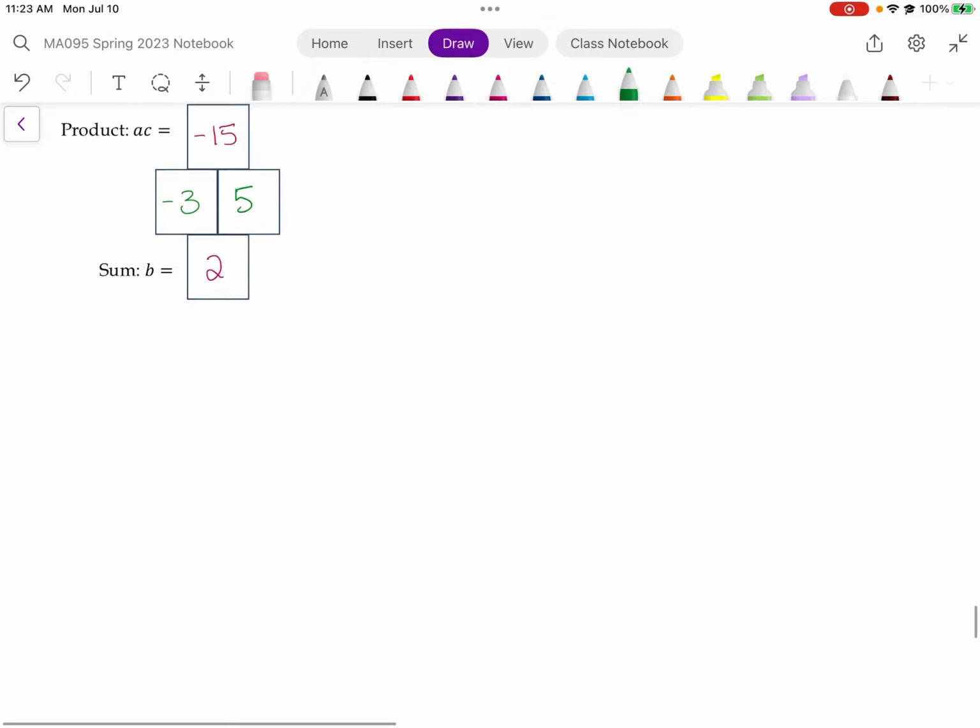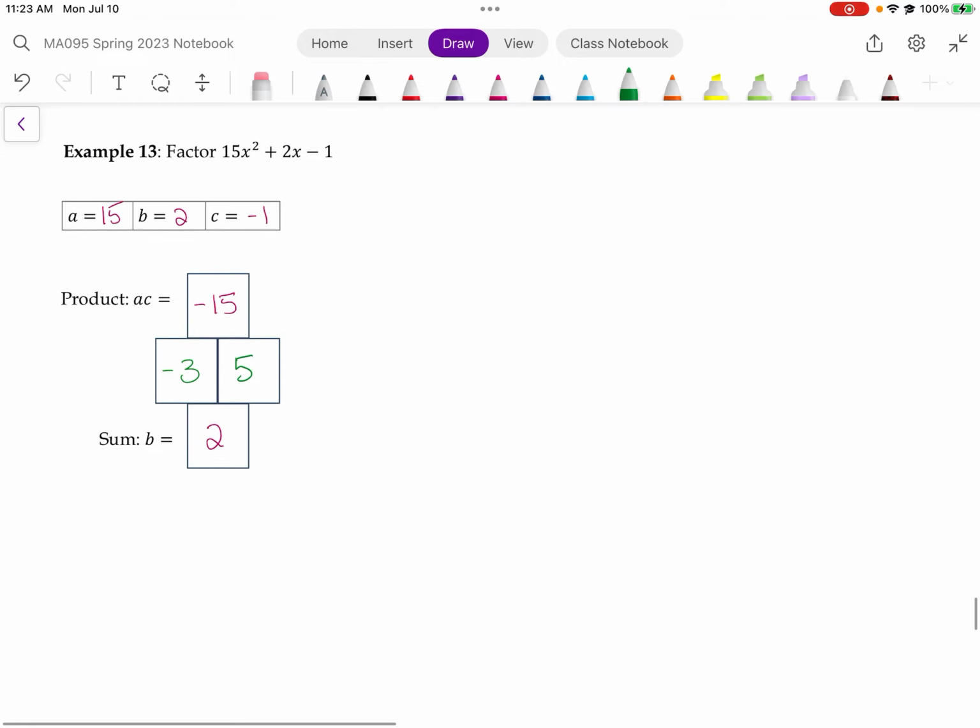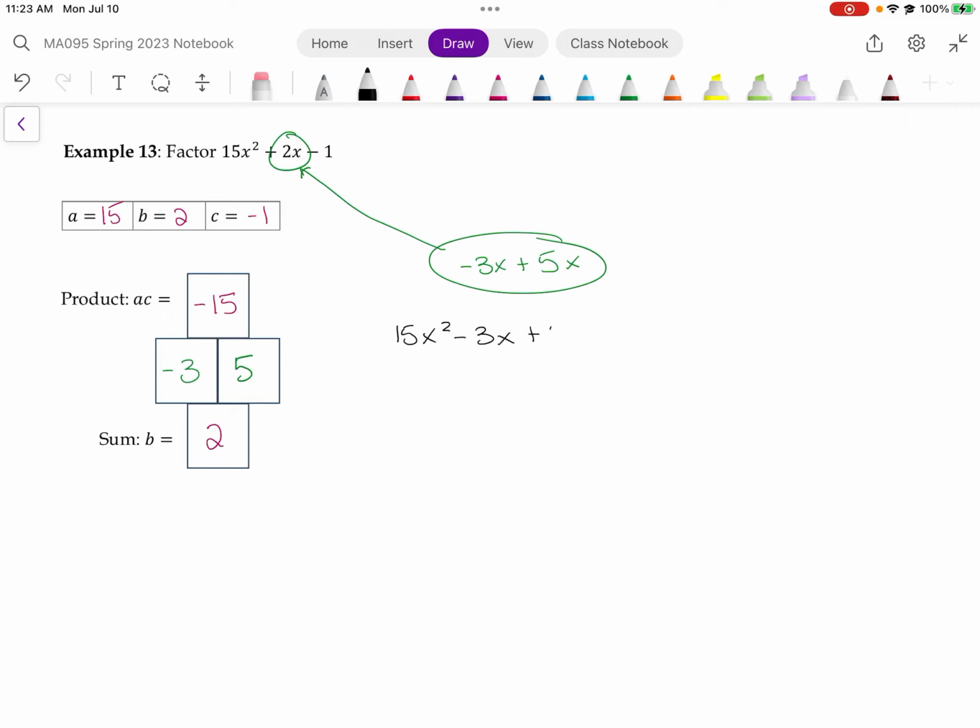All right, so now I did not give any steps here. So now we need to know, what do we do next? The next step is to say that our middle term is going to be negative 3x plus 5x, and that is going to replace this. So we're going to put this in right there in the middle. So let's rewrite it. We get 15x squared minus 3x plus 5x minus 1.